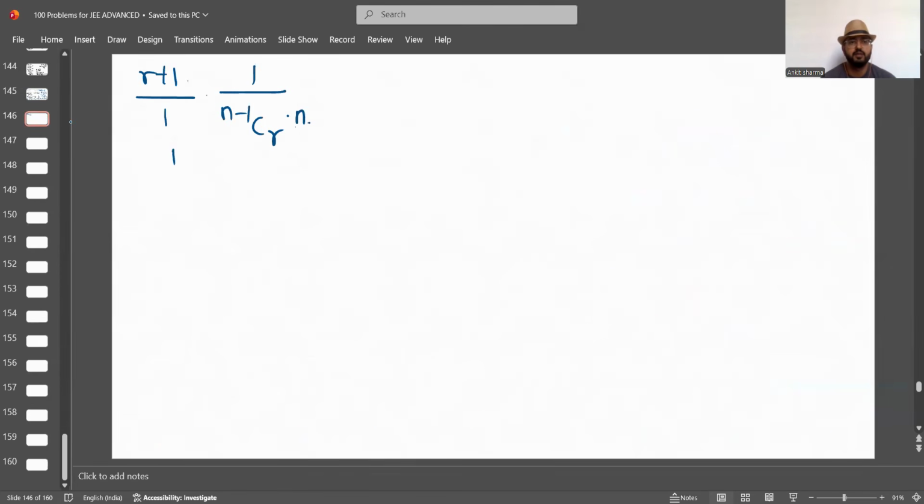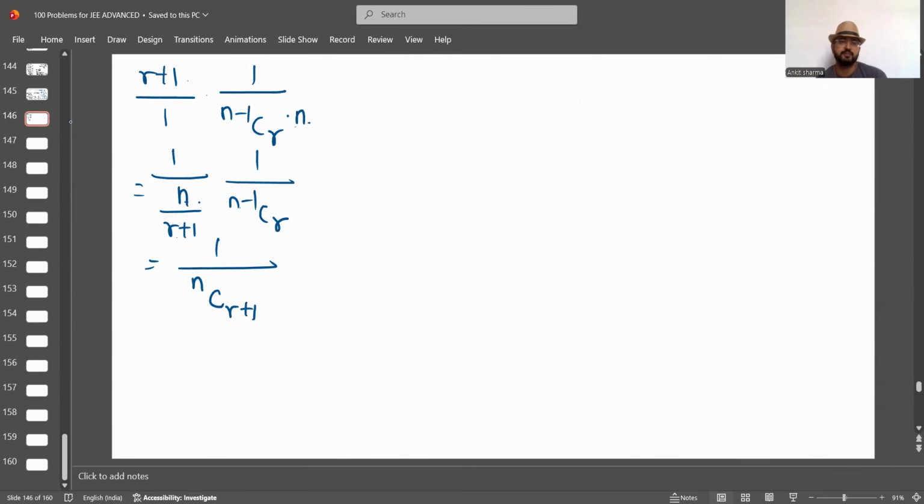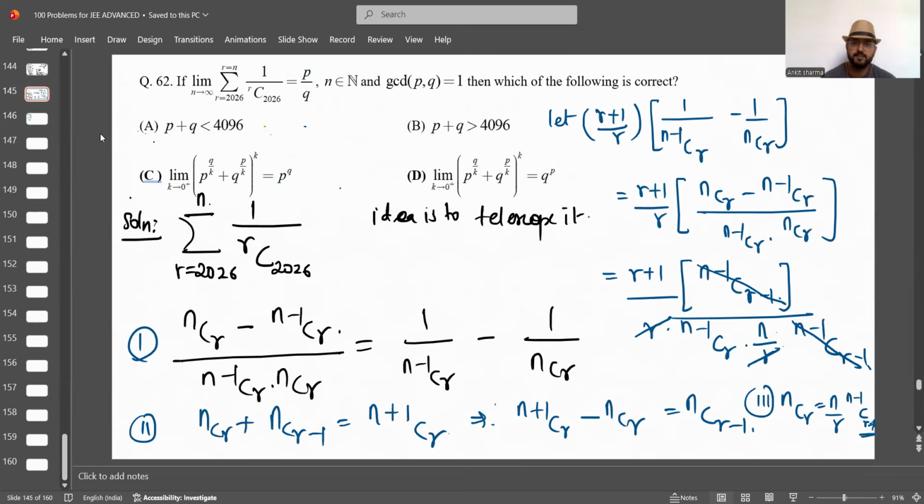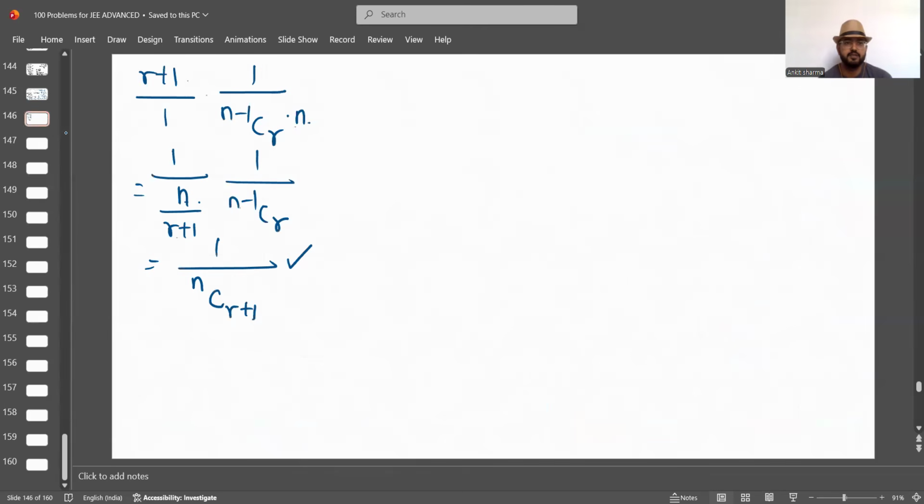This guy, I can bring it down like this, 1 over (r+1) basically here, and this n I'll keep it here, then 1 over (n−1)Cr. So the same property I can now apply in reverse. So I'll have n over (r+1) and then nC(r+1). I can just pull it. So I get this thing. That means we have written this entire expression as simply this guy.